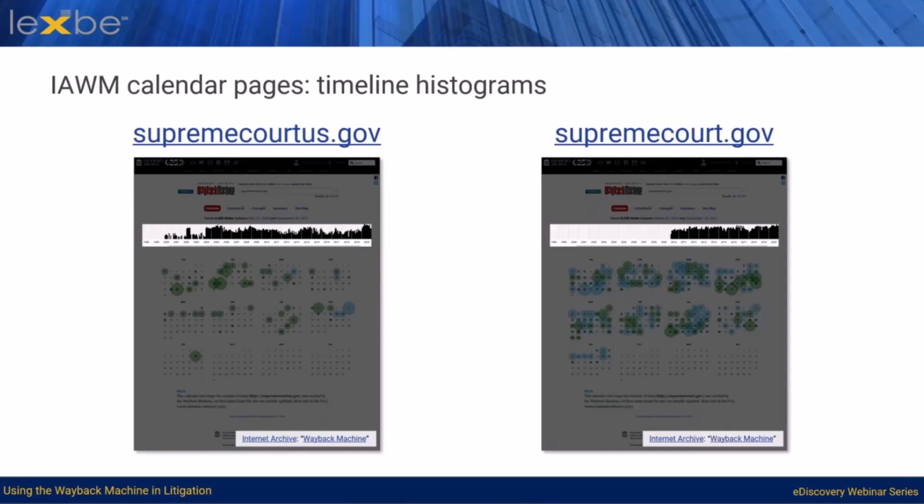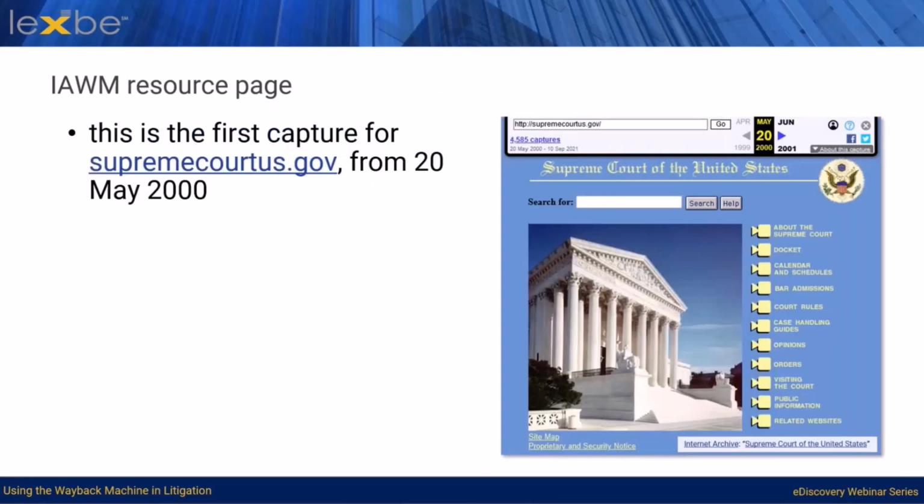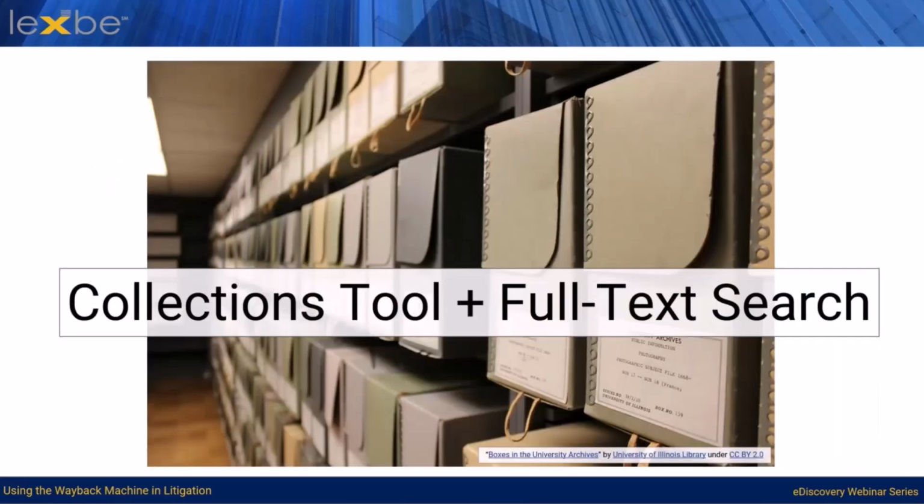This demonstrates the utility of the full-text search tool, as it allowed us to discover a full decade of pre-2010 captures for what is essentially the same website. That earlier timeline includes this, the first capture of the U.S. Supreme Court website homepage from 20 May 2000.